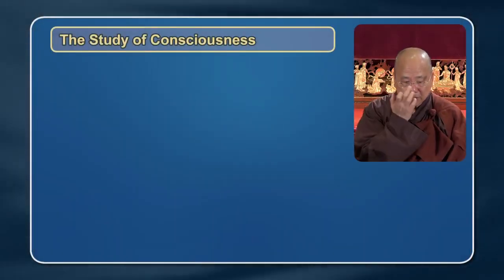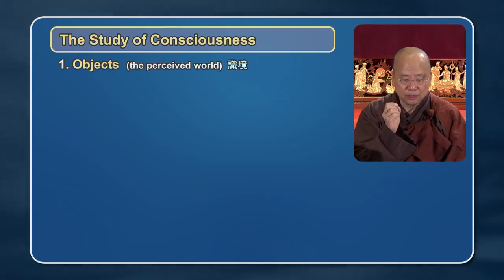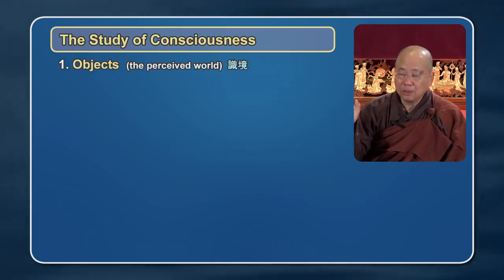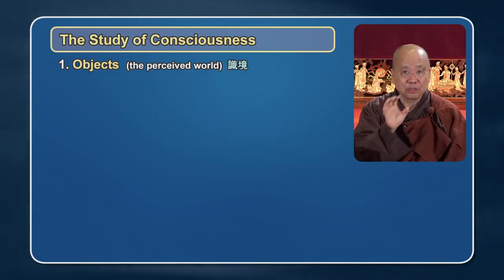And let us continue with the 8 consciousnesses. We have finished the first 6 consciousnesses. We should be starting with the 7th. The way we study consciousness is based on perspectives. The first one is the objects: how each consciousness perceives external objects, perceives the world.